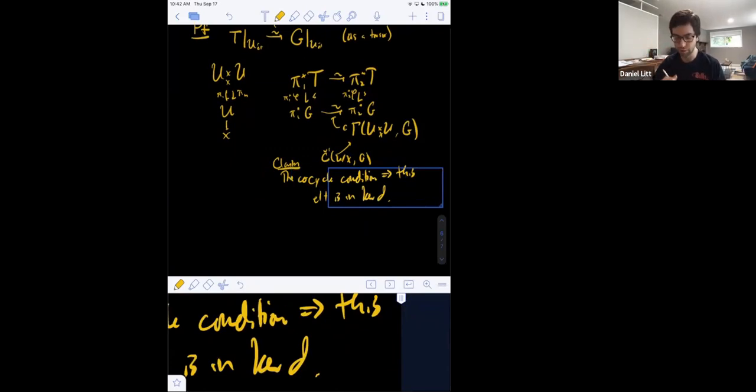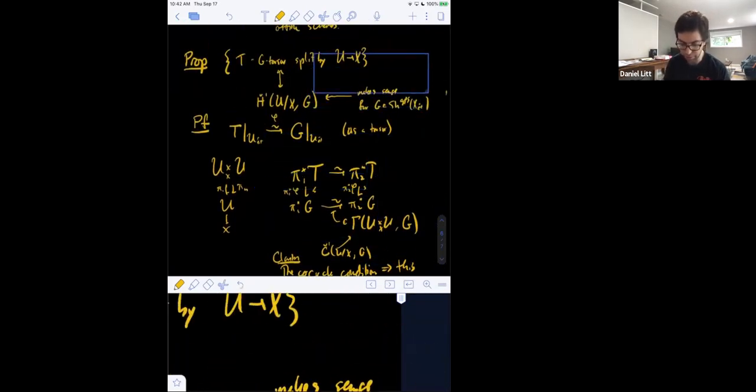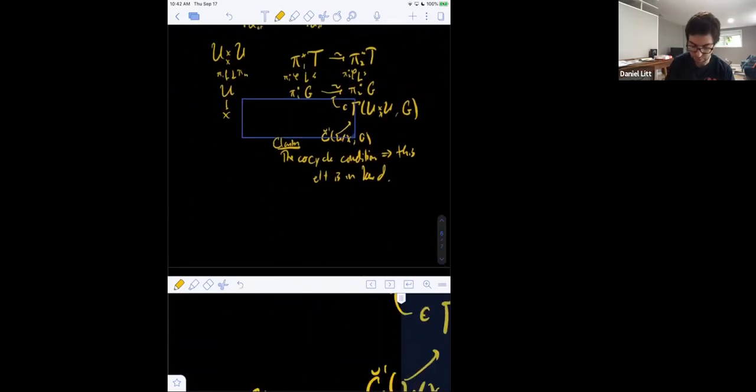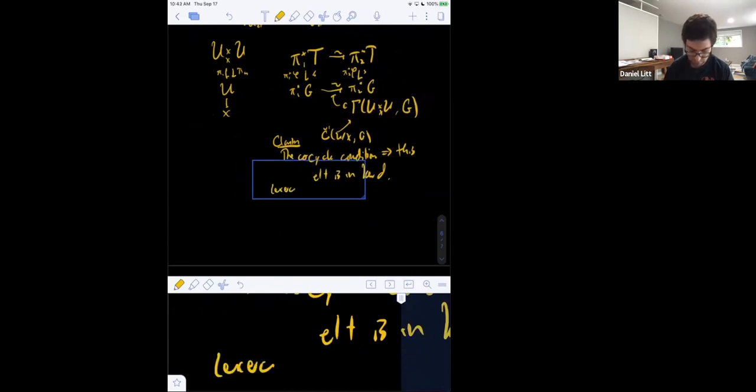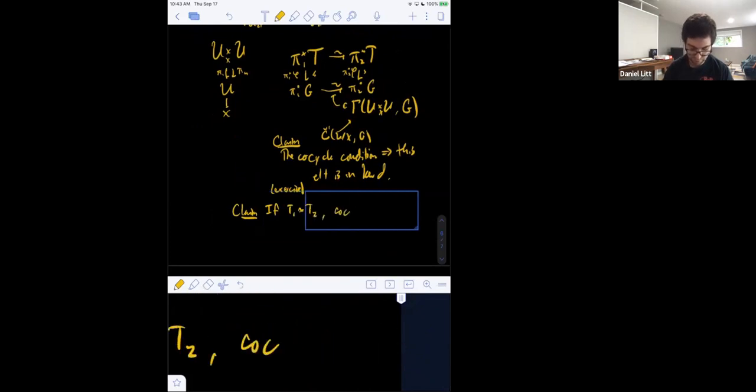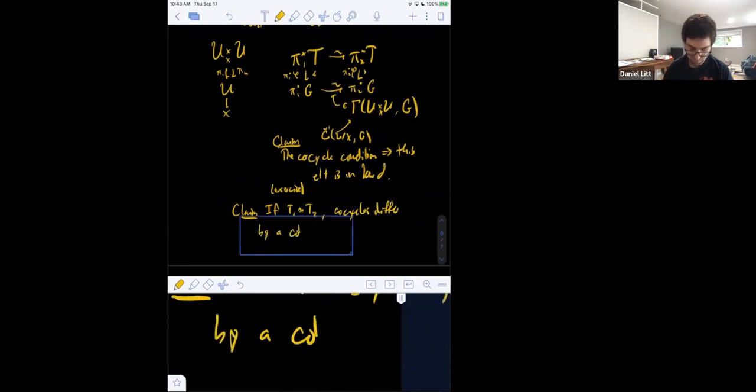Okay, and then you have to do a little bit more. This is about G-torsors up to isomorphism. So you have to check that if two torsors are isomorphic, the cocycles you get differ by a coboundary. But I'm not going to do that. You should try that as an exercise. So this claim is an exercise, and the other exercise is that if torsors T1 and T2 are isomorphic, then the cocycles you get differ by a coboundary.